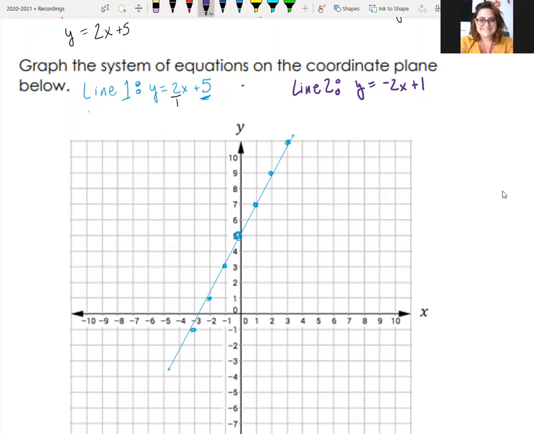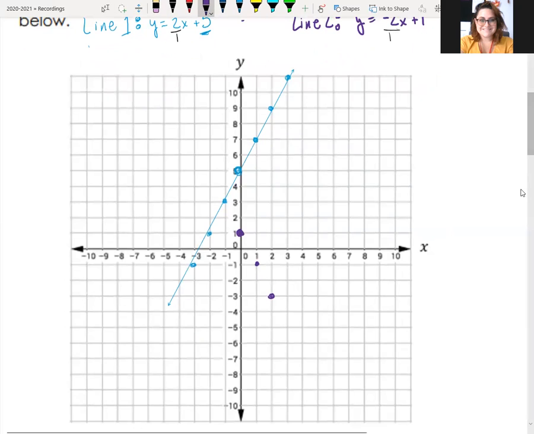Now let's go ahead and graph the second line. So we're going to start at plus 1, which is positive 1. And this one is a negative slope, which means we need to go down the hill. So now I'm going to go down 2 and right 1. Down 2, right 1. Typically, we always go right as long as we can. So we're going to go down 2 and right 1.